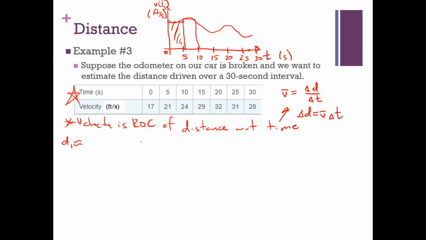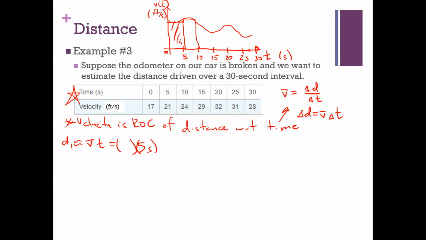So let's just find the first area. The first area is going to be basically speed times time. The time's easy. That's 5 seconds, right? That's how long that interval is. The velocity we have a little more control over. What should we say for the velocity here?